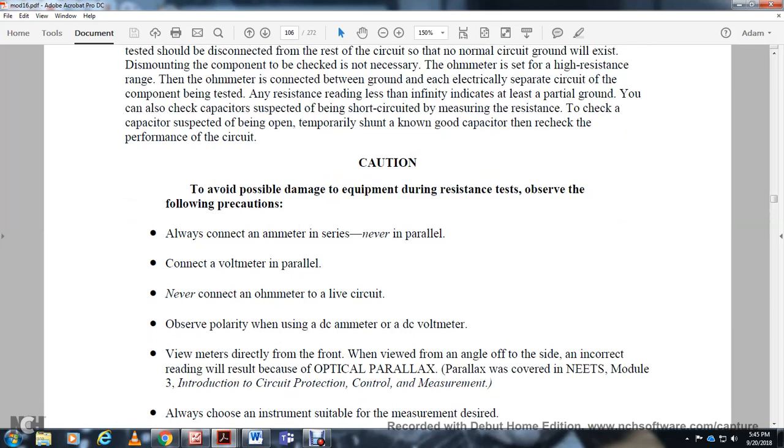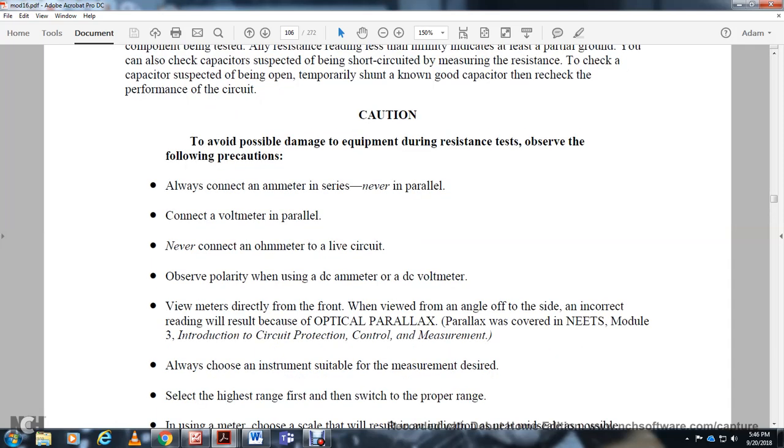Use caution to avoid possible damage to the equipment during the resistance test, and observe the following precautions. Always connect the ammeter in series, and the voltmeter in parallel. Never connect the ammeter across a live circuit. Observe the polarity of the DC ammeter and the DC voltmeter. View meters directly from the front, since viewing from an angle on the opposite side gives an incorrect reading, called optical parallax.